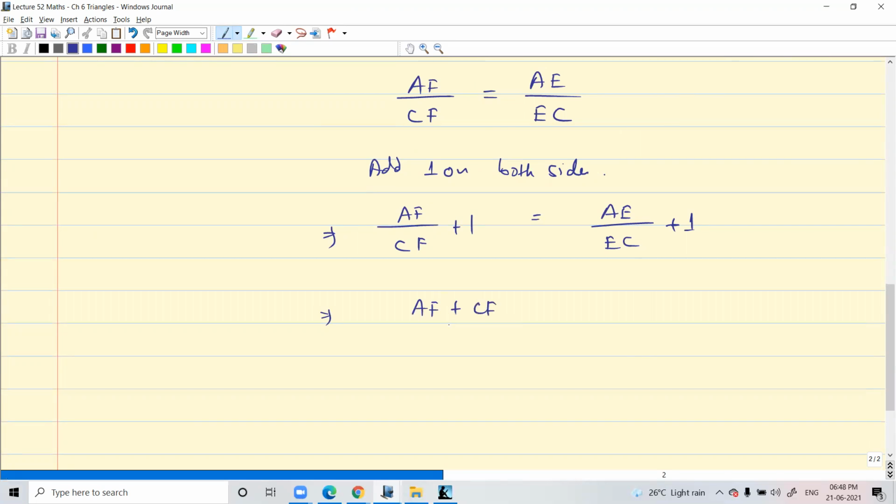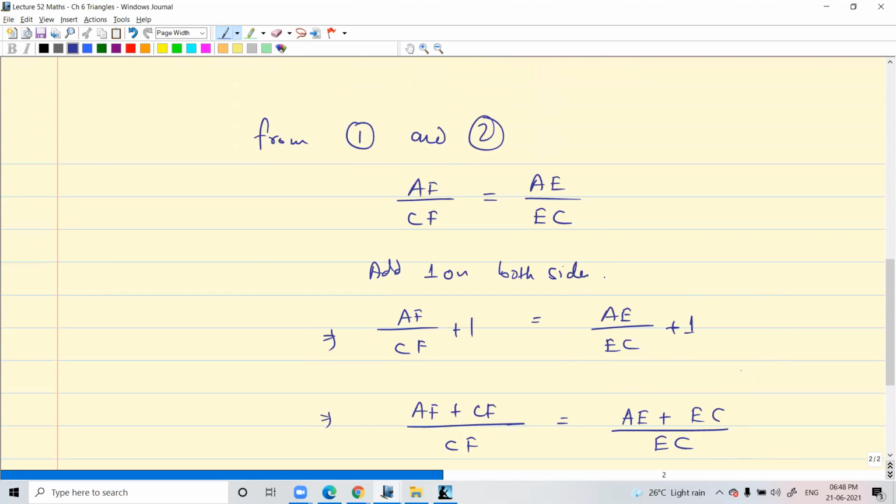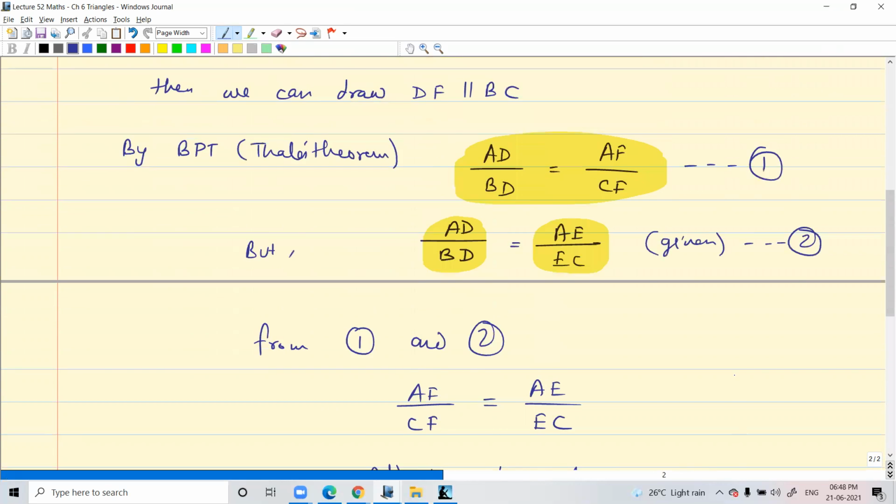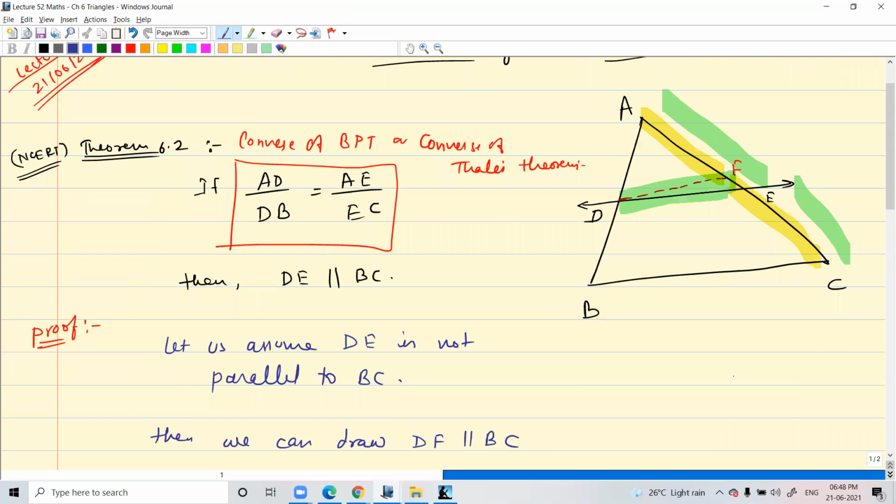AF plus CF by CF. And this side, what will happen? AE plus EC by EC. Excellent. So now look at the figure. What is AF plus CF? AC. Yes, AF plus CF is nothing but AC.